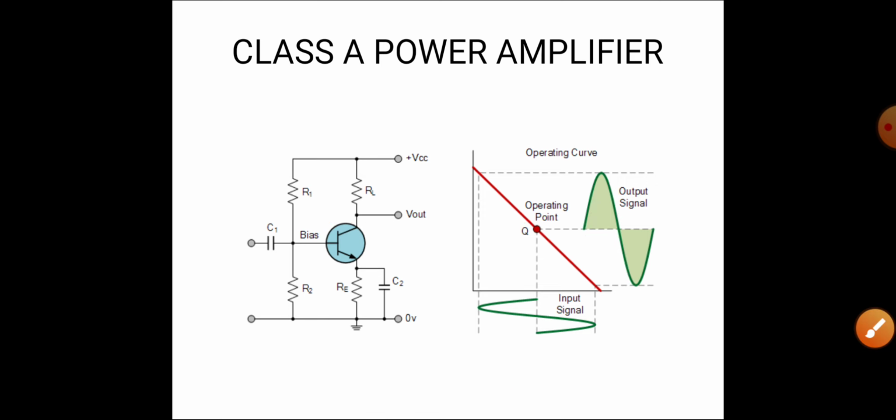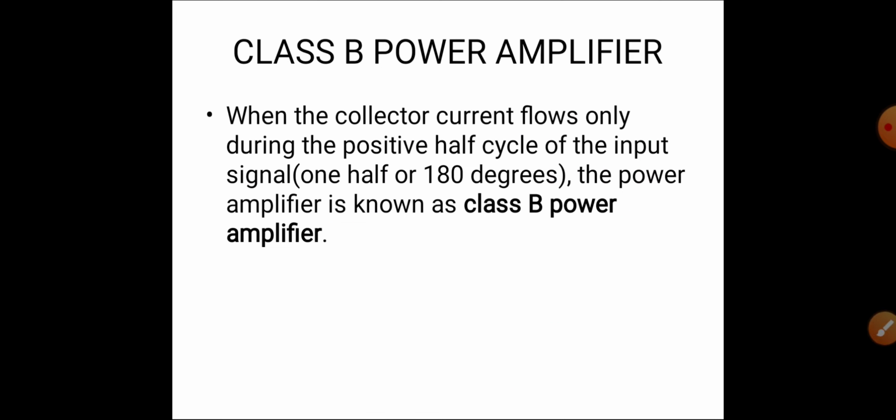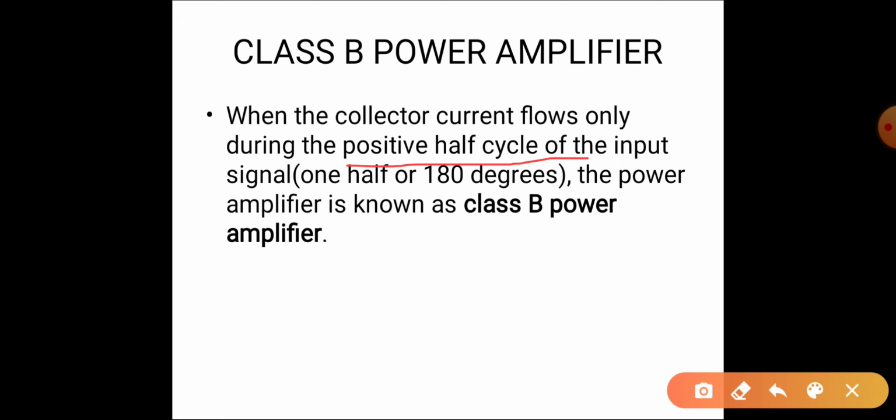Next we will see the class B power amplifier. Remember, this is only classification. In detail we will see it in the next lectures. So, this is the class B power amplifier. For a class B power amplifier, the collector current only flows during the positive half cycle, or 1/2 cycle, or 180 degrees. So, collector current only flows for 180 degrees.